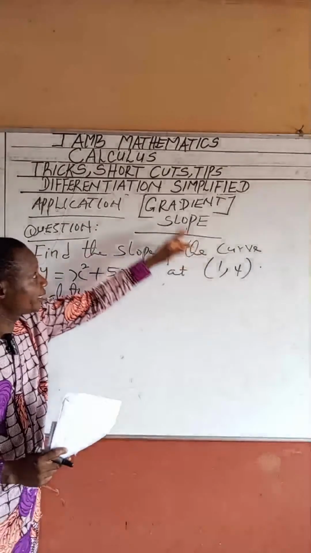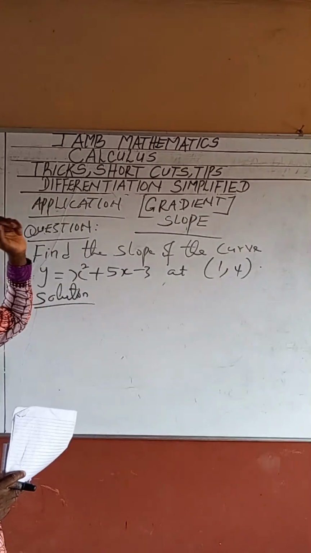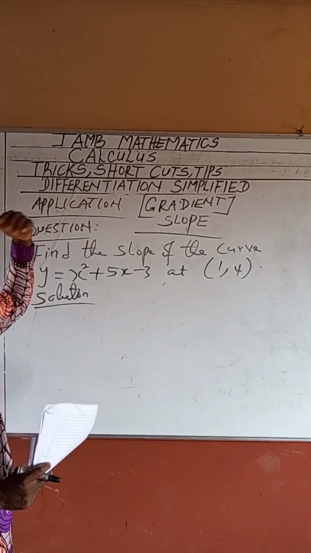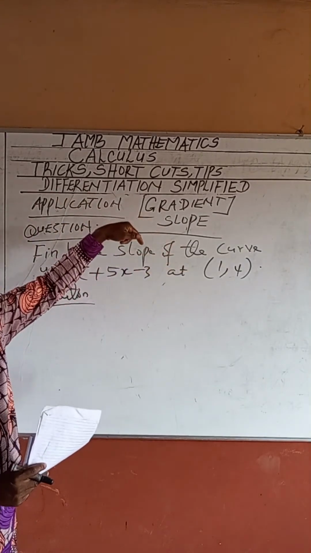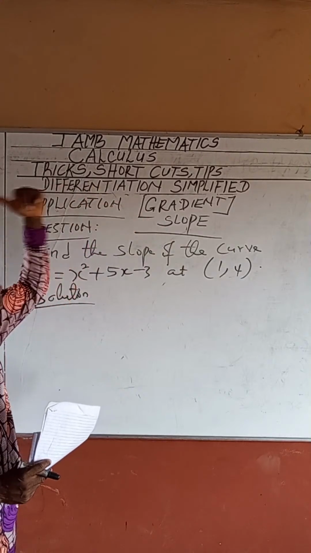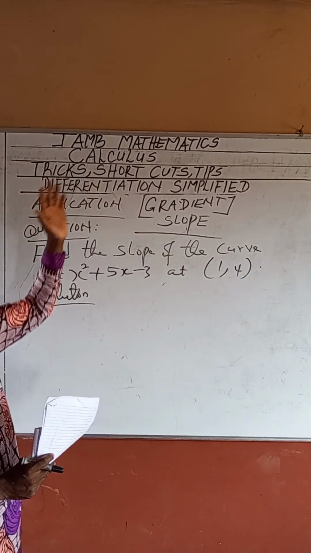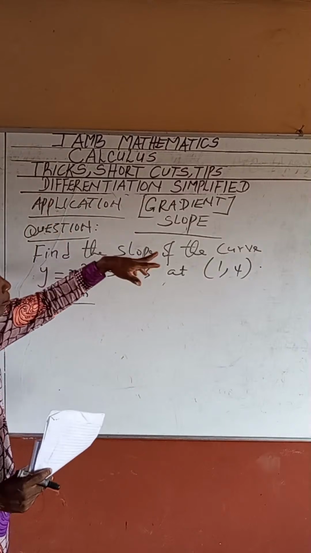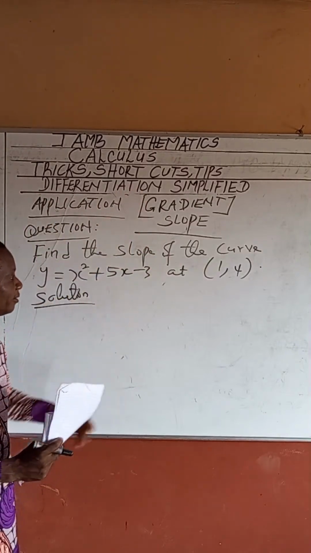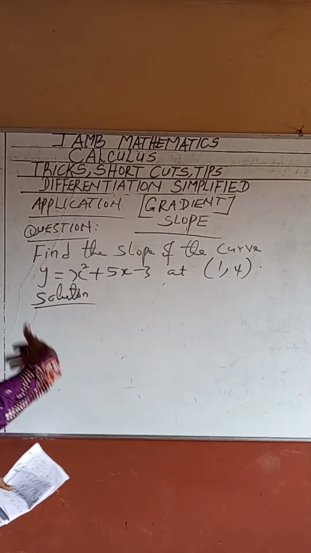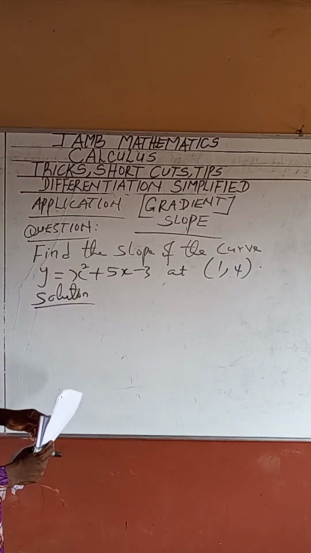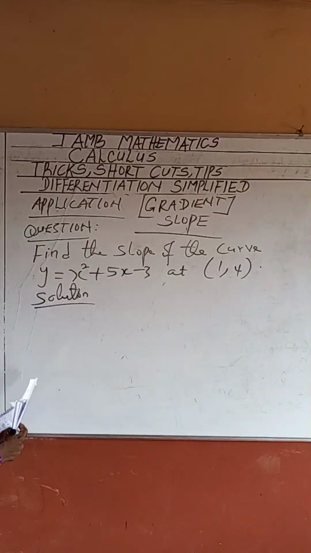You can see coordinate, you can see gradient. In our other class, I think we did gradient. Right now we are doing gradient again, but this is a different gradient. The other one we use y2 minus y1 over x2 minus x1, but this one is just dy dx.